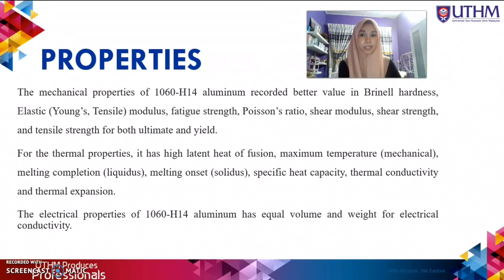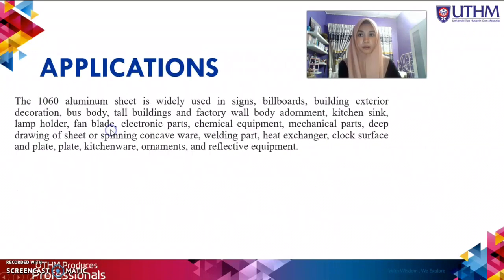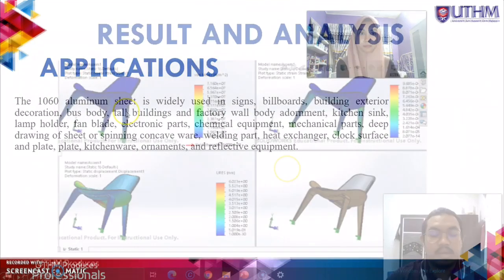For the thermal properties, it has high latent heat of fusion, maximum mechanical temperature, melting completion at the liquidus, melting onset at the solidus, specific heat capacity, thermal conductivity, and thermal expansion. For the electrical properties, the aluminium has equal volume and weight for electrical conductivity. The 1060 aluminium sheet is widely used in signs, billboards, building exterior decoration, tall buildings, electronic parts, welding parts, plates, kitchenware, ornaments, and many more. Thank you so much. Assalamualaikum warahmatullahi wabarakatuh.